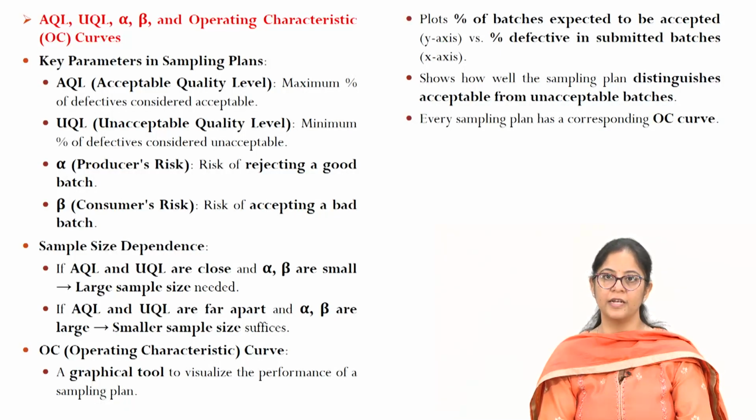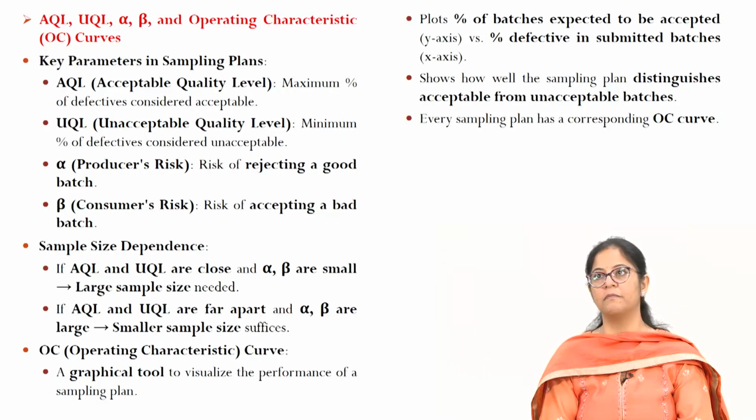The operating characteristic curve is a graphical tool to visualize the performance of the sampling plan. It plots the percentage of batches expected to be accepted on the y-axis, whereas the percentage of defectives in the submitted batches is on the x-axis. This shows how well the sampling plan distinguishes acceptable from unacceptable batches. Every sampling plan has a corresponding operating characteristic curve.